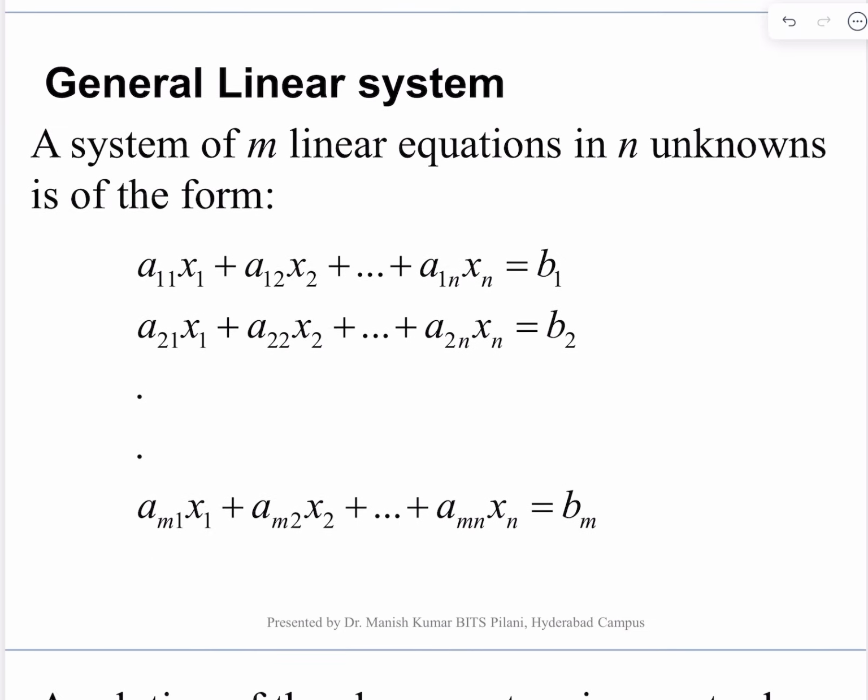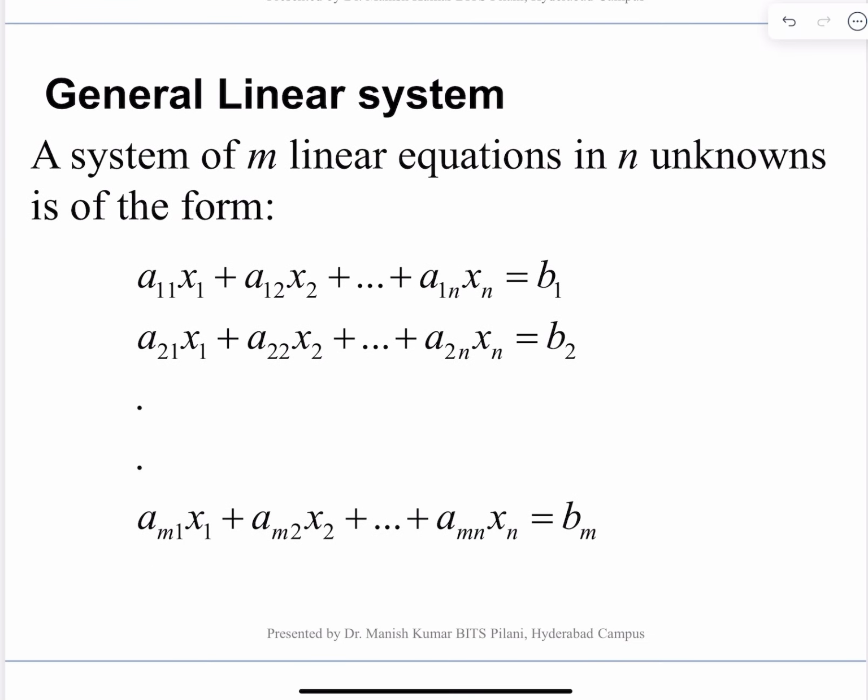So now we will talk about the general system of linear equations. A system of m linear equations in n unknowns is of the form a11 x1 plus a12 x2 plus and so on, a1n xn equal to b1. Similarly, am1 x1 and so on, amn xn equal to bm.